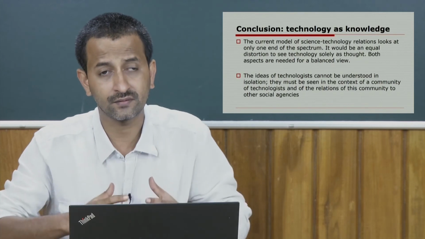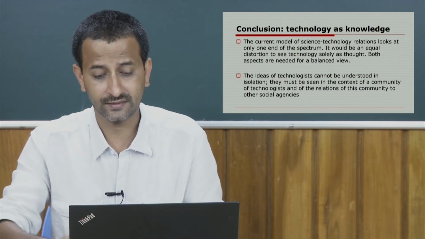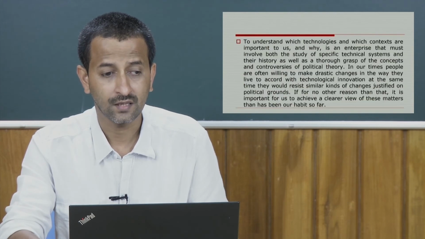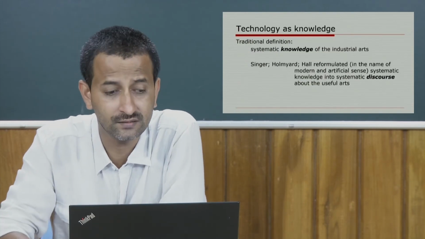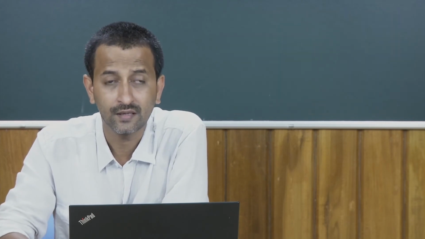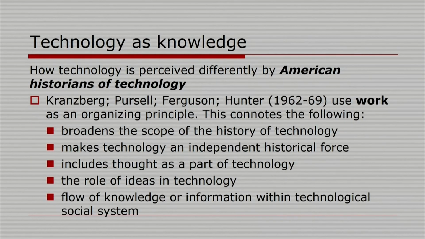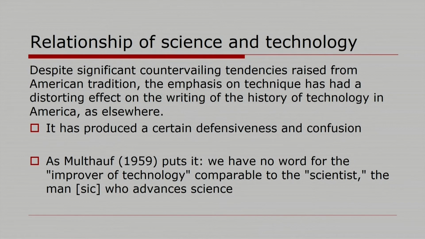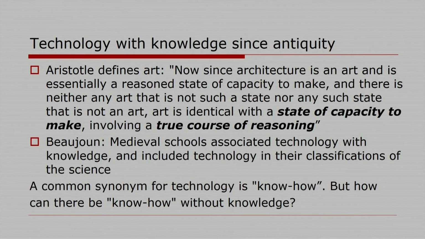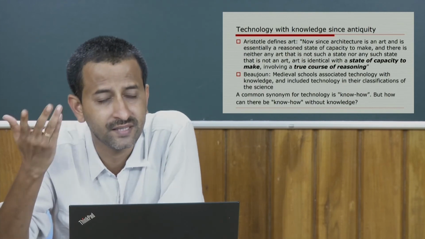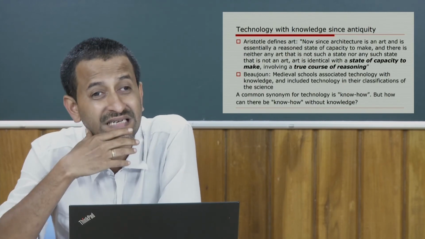Then what have we discussed till now in this lecture on technology as knowledge? Very quickly, we started with how technology has been conceived by European historians, then American historians of technology, and the hybrid version of European American historians of science and technology. And then we discussed the relationships of science and technology, and the way technology was linked with knowledge since classical antiquity.